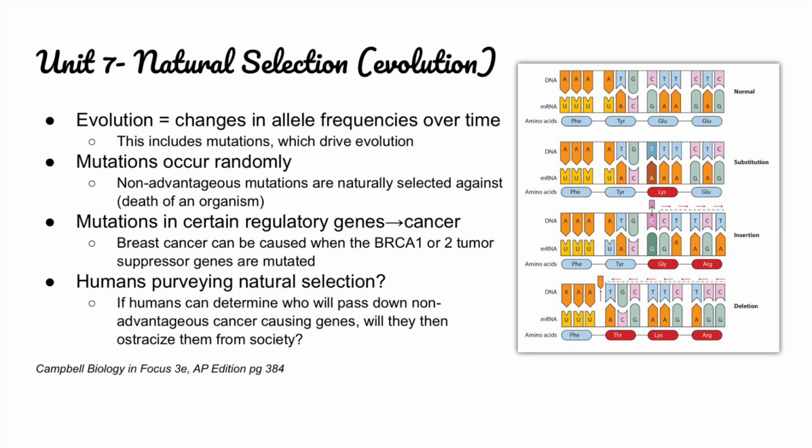But remember that mutations occur randomly. You can't really predict mutations. But non-advantageous mutations are usually selected against via the death of an organism if the mutation is that non-advantageous.